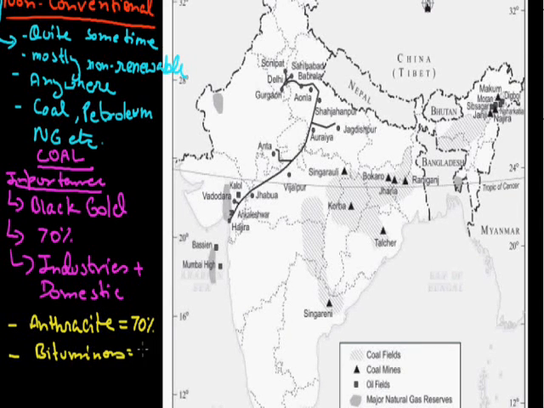Bituminous is a coal in which 40 to 50% carbon is found and the rest is water. That is why we can see gray smoke plus a little bit of ash. The color of this flame is not exactly blue but in between blue and yellow. We use this type of coal for industrial and domestic purposes. India is very rich in bituminous coal.